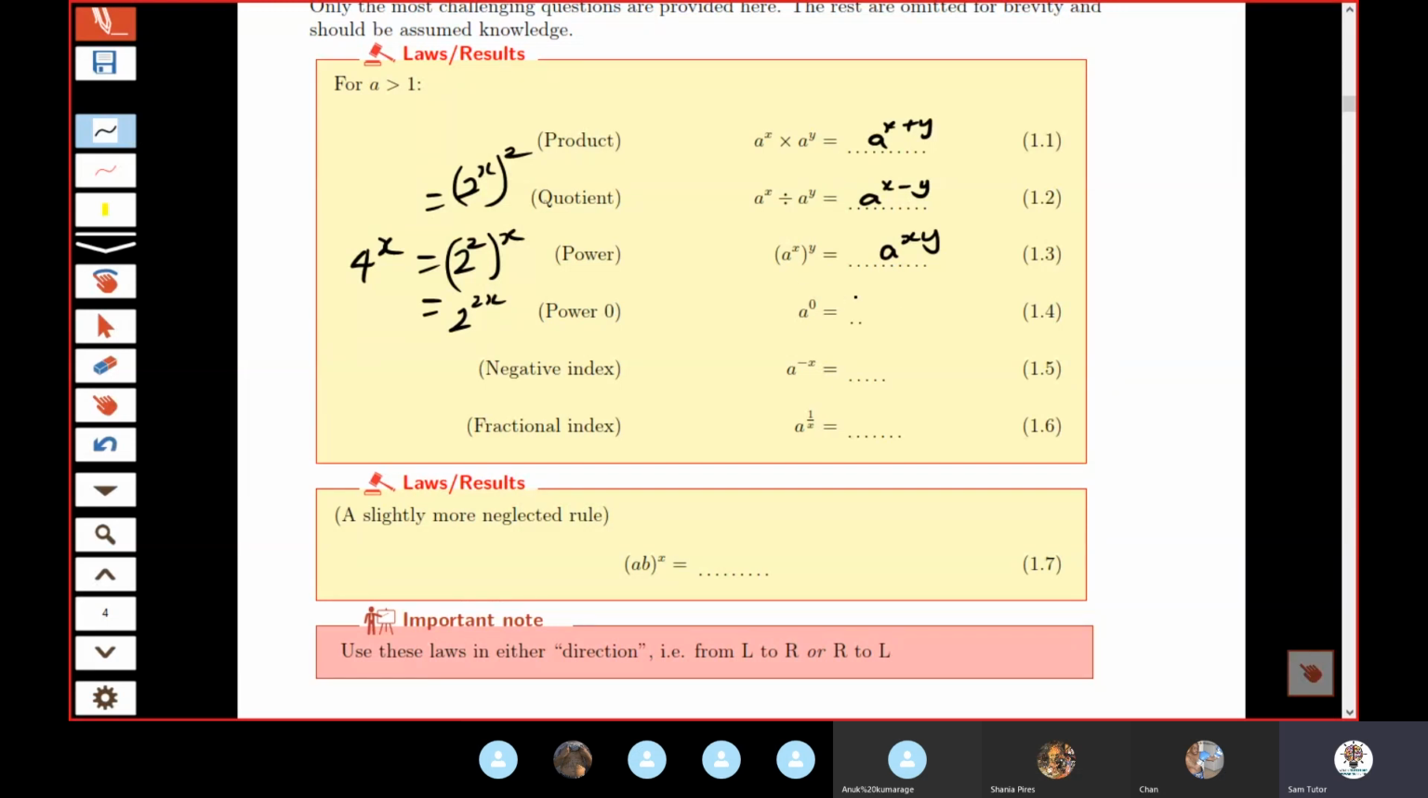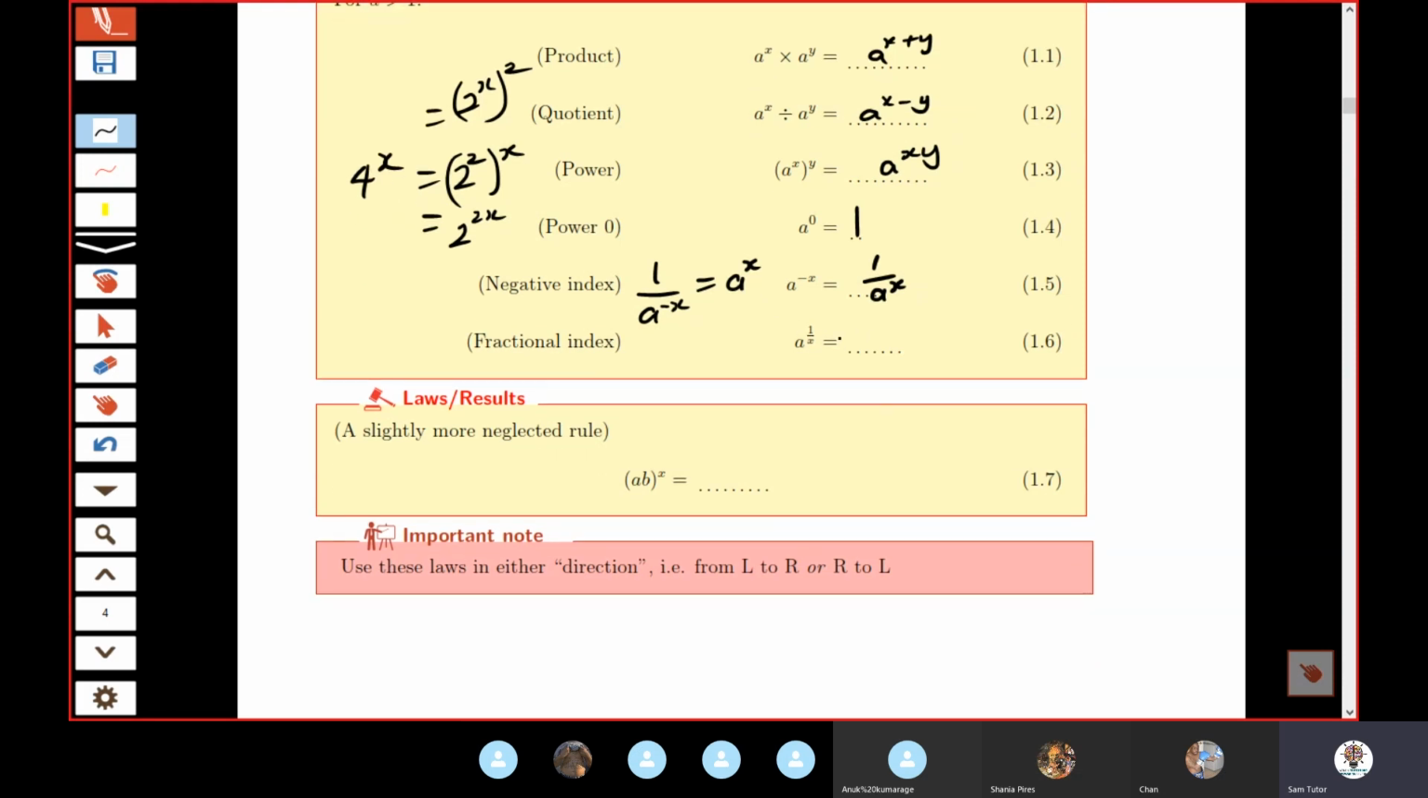Power of 0, anything to the power of 0 is 1. Negative indices are fractions in the denominator. So if it's a negative index in the numerator, then it's a positive index in the denominator, and the other way around. If I've got a negative index in the denominator, it's a positive index in the numerator. And then if it's a fractional index, then that becomes the xth root of a to the 1. So the denominator goes in the root, in the surd, and your power of 1 in the numerator goes as a power.